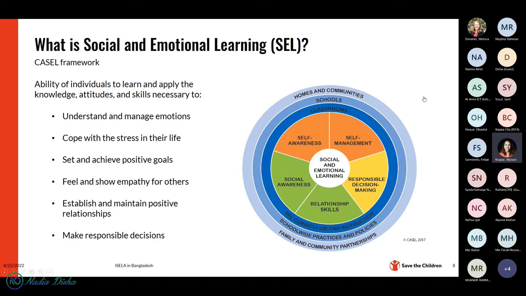And so it could be with curriculum and instruction, like Nazma mentioned. It could also be within school-wide policies that are affecting children's social and emotional learning, as well as family and community that affect social and emotional learning. So the ability for individuals to learn and apply these skills, to understand and manage their own emotions, to cope with the daily stress, and of course to set and achieve goals, to understand others' emotions and show empathy for others, to establish and maintain relationships, and to make responsible decisions.